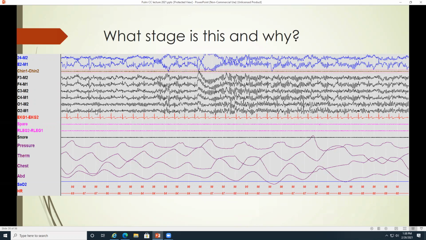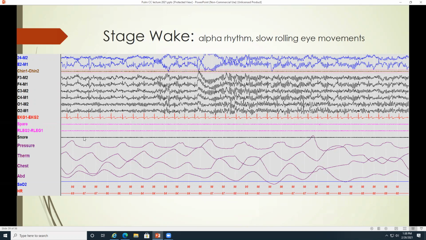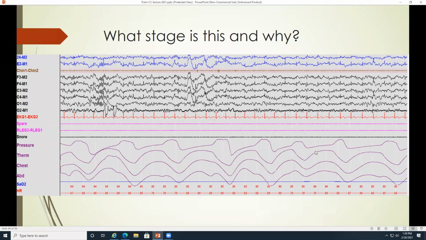So EEG, look for alpha versus low amplitude mixed frequency. Then look for K complexes or sleep spindles. Then look for the rapid eye movements. So that was stage wake because of the alpha rhythm. And then there was a little bit of slow rolling eye movements at the end, but nothing rapid. And again, those are pretty subtle as well.